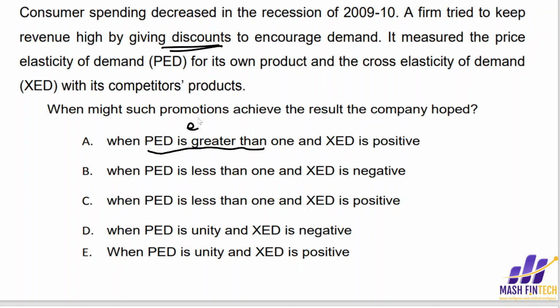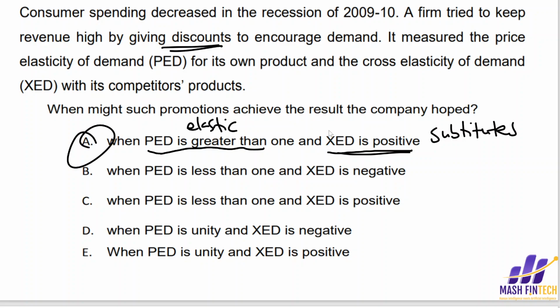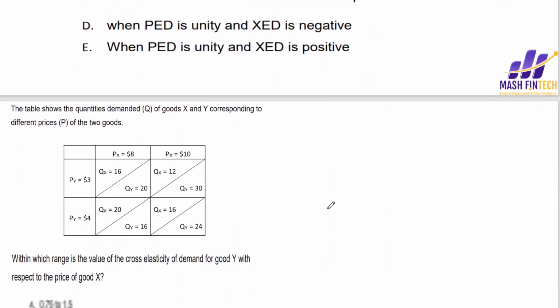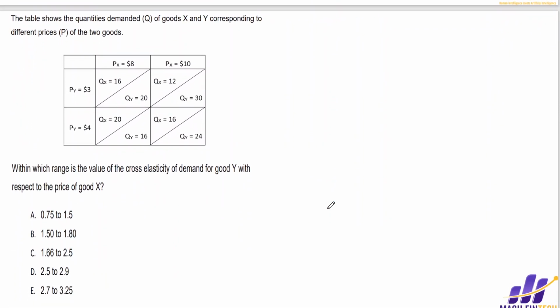So the price elasticity of demand has to be greater than 1. This is elastic. And the products have to be substitutes, which means the cross elasticity of demand has to be positive. This is for substitutes. All right. So answer A in this case is the correct answer. I hope you got this one right. Let's go on to the last one.